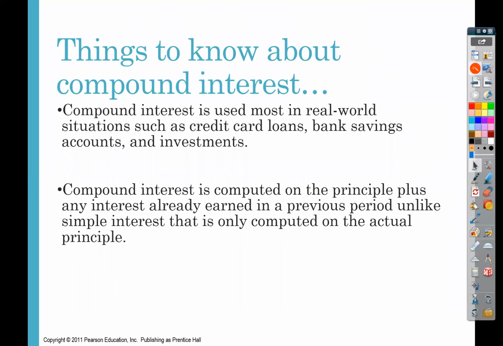So things to know about compound interest. Compound interest is used most in real world situations such as credit card loans, bank savings accounts, and investments. It's computed on the principal plus any interest already earned in a previous period, unlike simple interest that is only computed on the actual principal. Let me say that again. That is the difference between compound and simple interest. Compound interest is computed on principal plus any interest already earned in a previous period, where simple interest is only computed on actual principal.